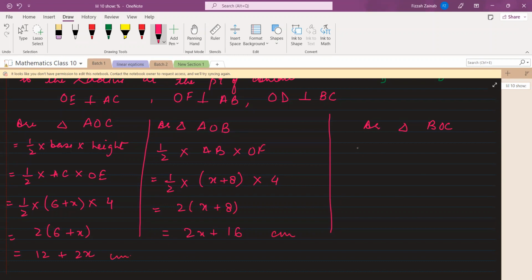Okay. Now again here, half base into height, so half BC into OD. So half BC is 14 centimeters and OD is 4 centimeters. Oh, sorry, square. This is area, right? It will be in centimeter square. Okay, now, so 2 into 7 is 14 and 7 into 4 is 28. So 28 centimeters square.